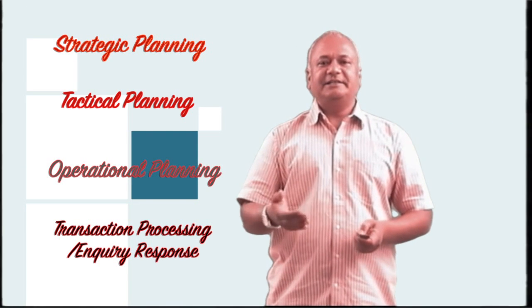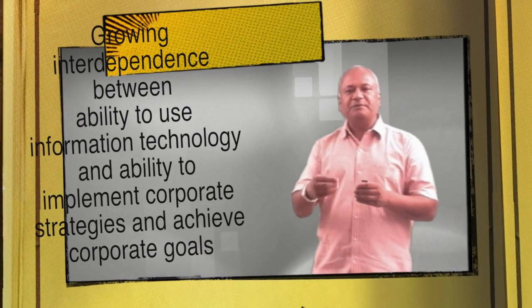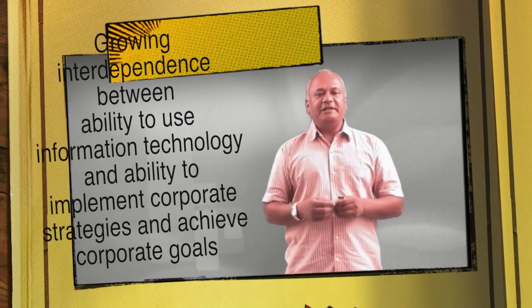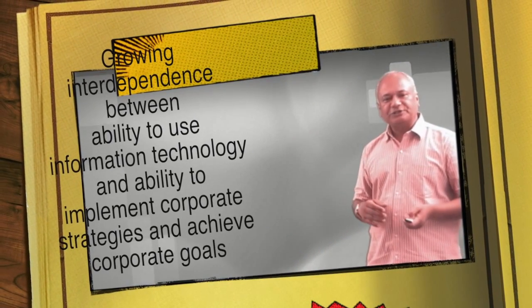The idea is that there are different information systems at different levels in the organizations. When we look at the strategic use or the strategic importance of information, let me tell you this. Growing interdependence between ability to use information technology and ability to implement corporate strategies and achieve corporate goals.